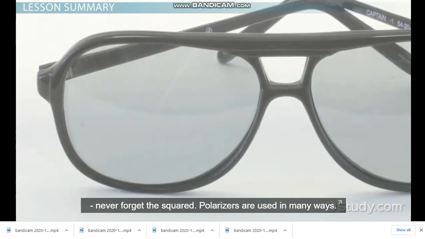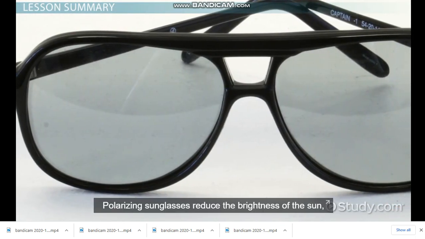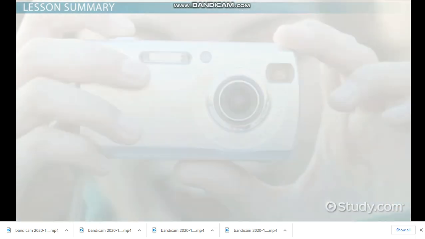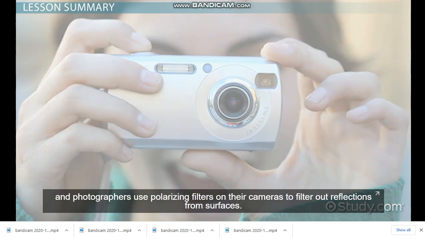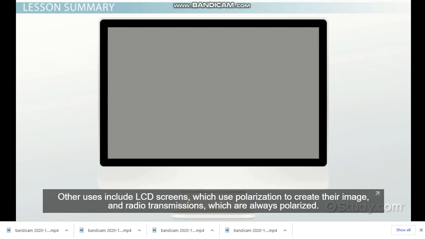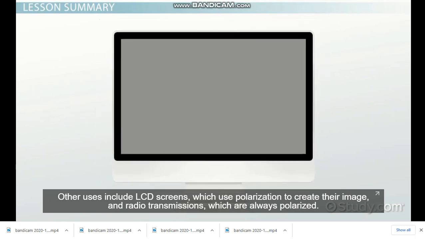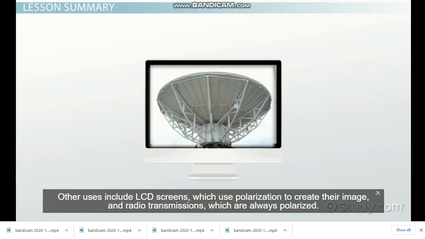Never forget the squared. Polarizers are used in many ways. Polarizing sunglasses reduce the brightness of the sun, and photographers use polarizing filters on their cameras to filter out reflections from surfaces. Other uses include LCD screens, which use polarization to create their image, and radio transmissions, which are always polarized.